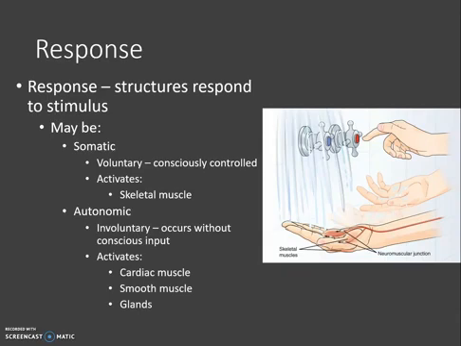In the autonomic nervous system, something would happen involuntarily. So for example, if you burned your hand, your body would maybe react by increasing blood flow to your muscles so that you can move quickly away from the hot water. And in doing so, it would maybe trigger the cardiac muscle to increase its contraction speed in order to get that blood to the hand faster.